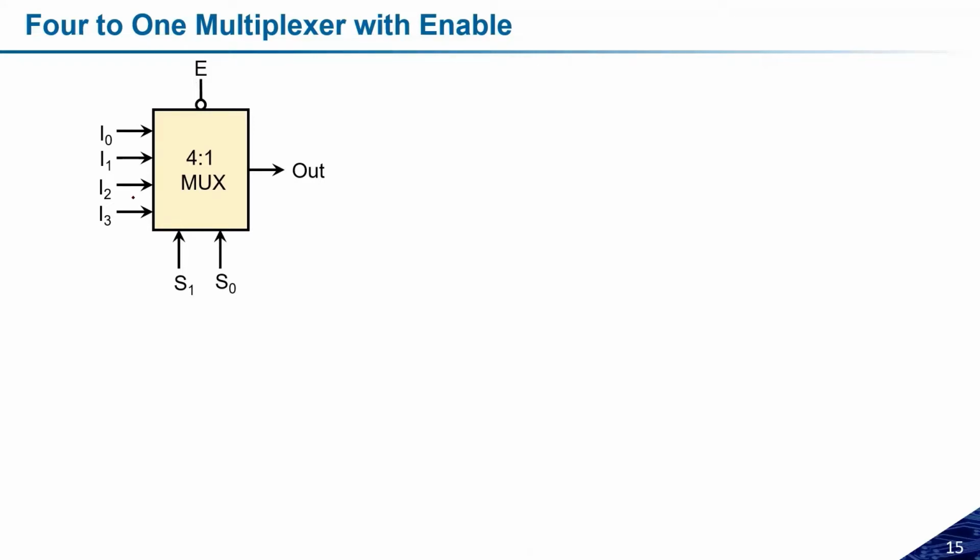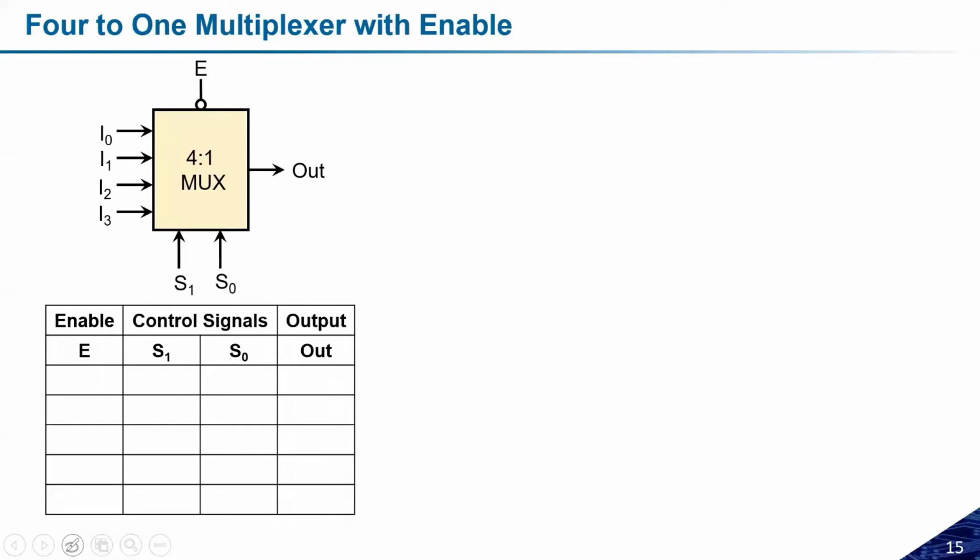The input will be transferred to the output. So suppose I have a 4-to-1 multiplexer having 4 inputs, 2 control signals and 1 output. Let us try to make the truth table for this one and see how it will look. If you see, this multiplexer is active low, so it will be activated if enable is 0. If enable is equal to 1, then whatever the condition of the control signals is, it does not matter, the output will always be 0. Now let us try to see if enable is equal to 0.